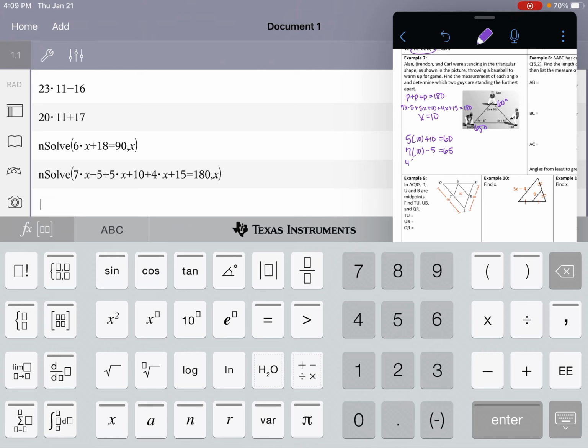And we got 4 times 10 plus 15. That'd be 40 plus 15, which is 55. That's 55 in that corner.